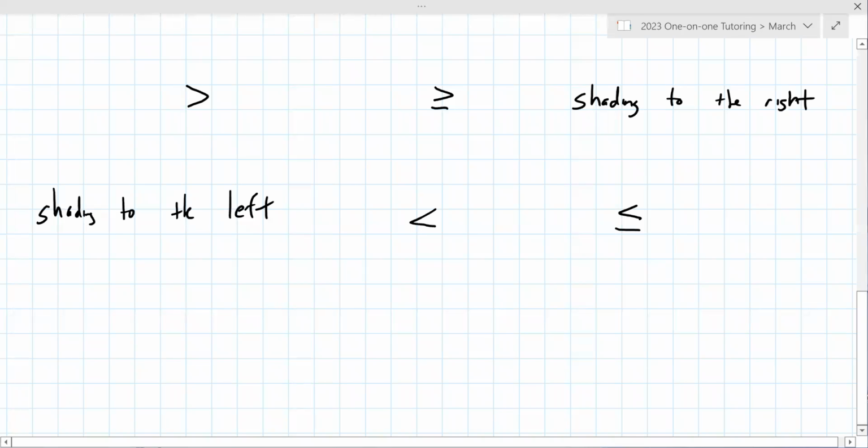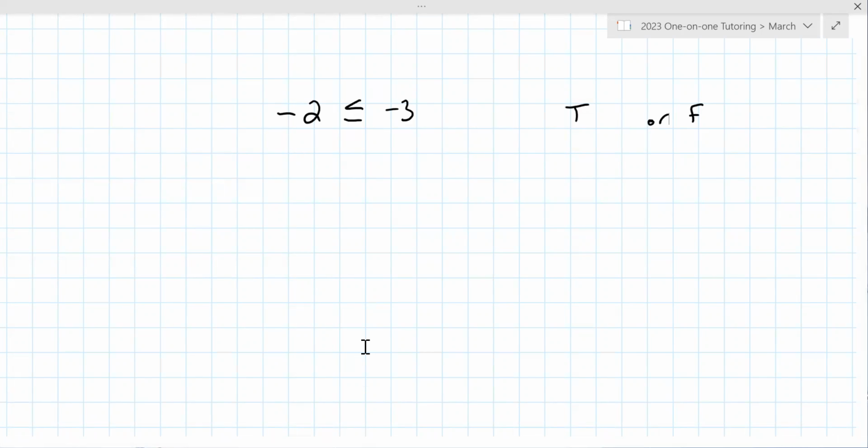All right, so let's try a few other things here. Any questions on what we've done so far? No. Okay. Is this true or false? Is -2 less than or equal to -3? -2 is less than -3, or yeah.